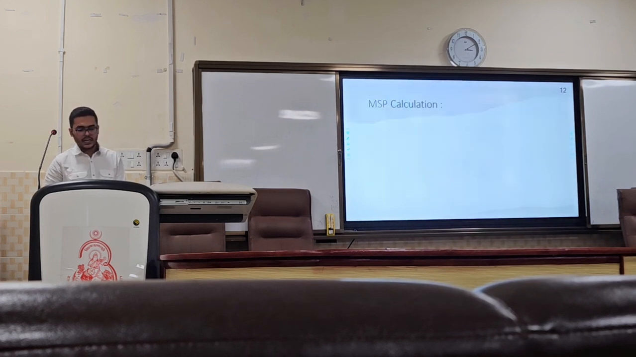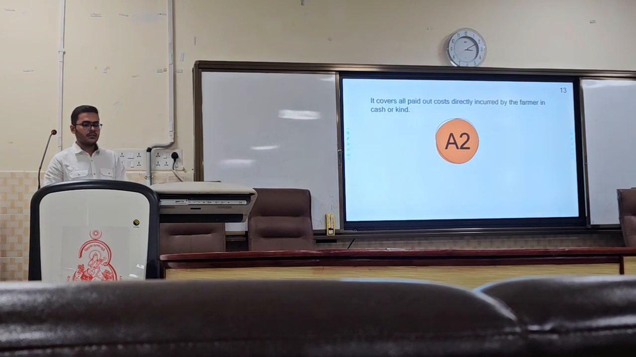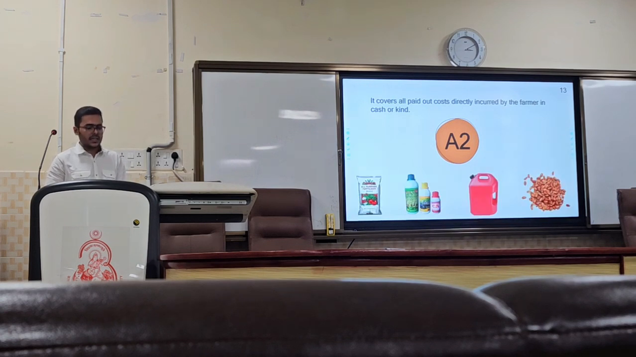Now, how is the MSP calculated? CACP calculates three types of production cost at the state level and the all-India average level: A2, FL and C2. A2 covers all the paid-out costs directly incurred by the farmer in cash or kind, which is basically whatever the farmers pay out of pocket, like fertilizer, seeds, fuel, and also hired labor.